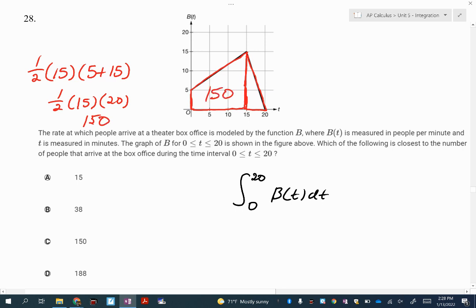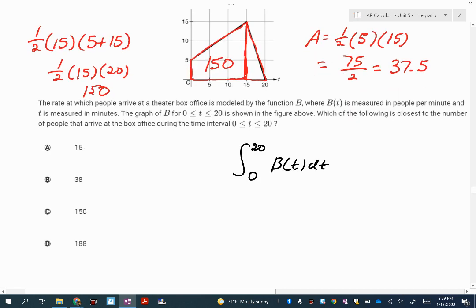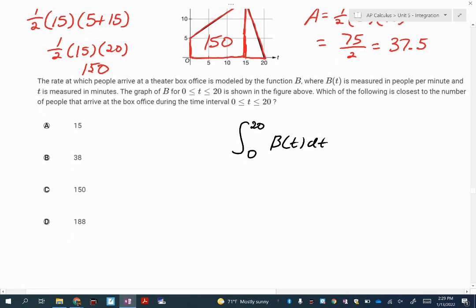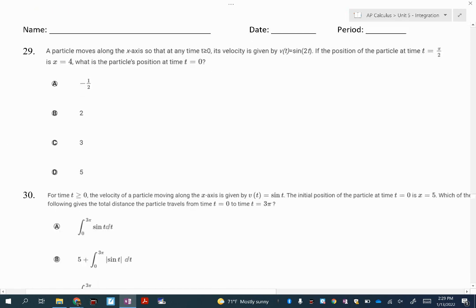Then the area of that triangle is going to be 1/2 times 5 times the height of 15. That's 75 halves, which is 37.5, I believe. When you add this together, you get 187.5. You don't have that, but it says which of the following is closest to the number of people, so 188 is closest to 187.5. Okay, let's go to the next one.